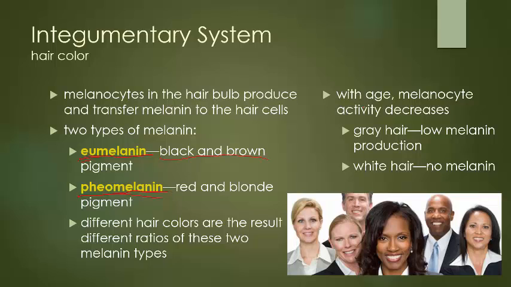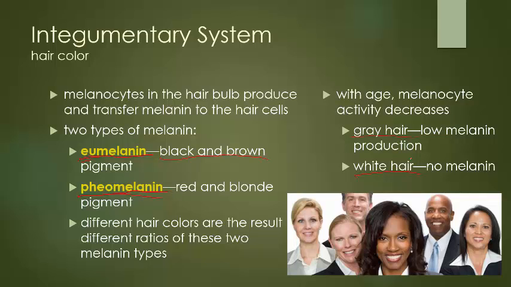And so with age, melanocyte activity decreases, and hair becomes gray, and it grays as melanin production becomes less and less. Eventually, if a person lives long enough, or if they tend to be a premature gray person, the hair becomes white, and that would be hair that has no melanin in it at all.